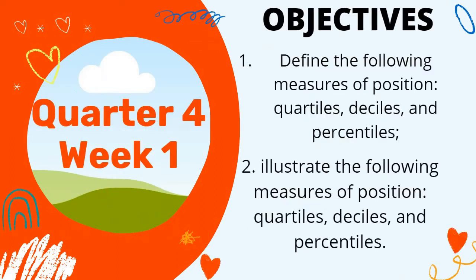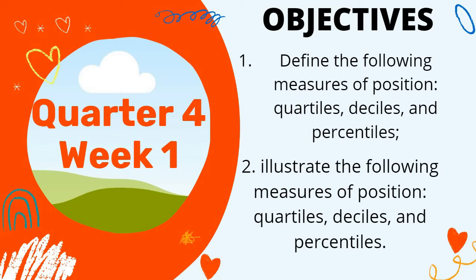Today we will be taking up the lessons for quarter 4, week 1 of this school year. The objectives are the following. Number 1, define the following measures of position: quartiles, deciles, and percentiles. And the other one is illustrate the following measures of position: quartiles, deciles, and percentiles.